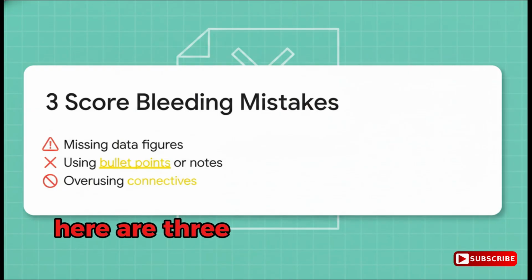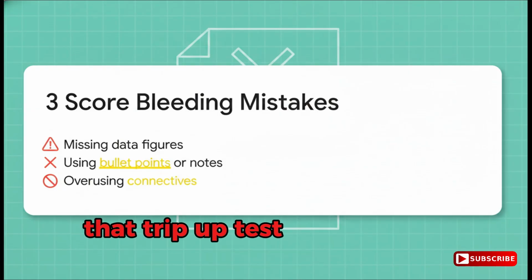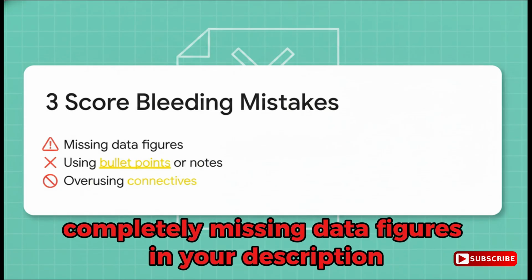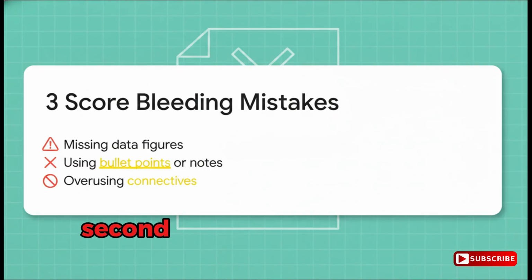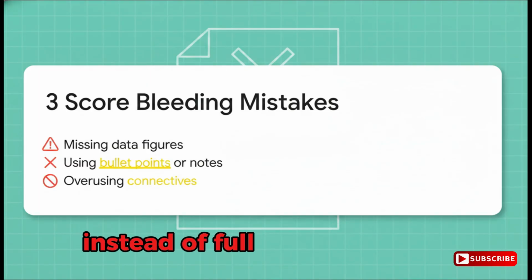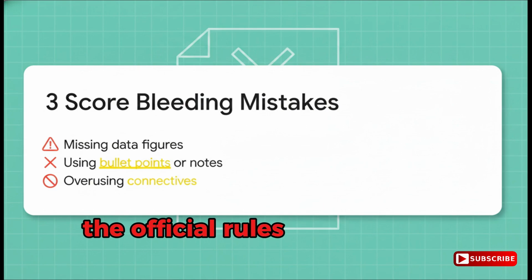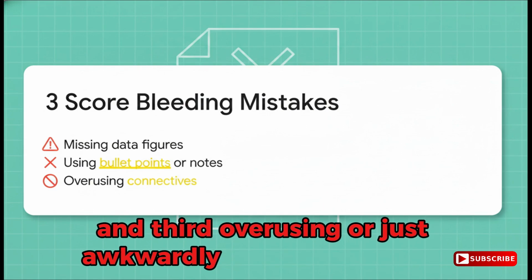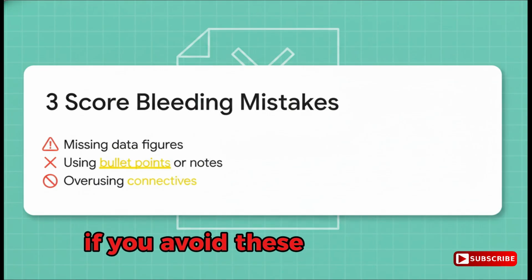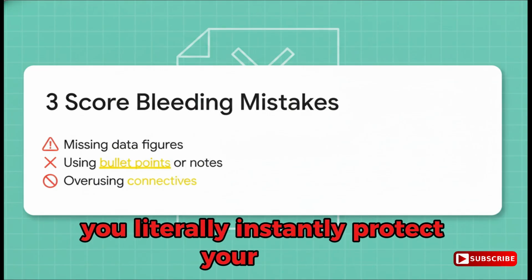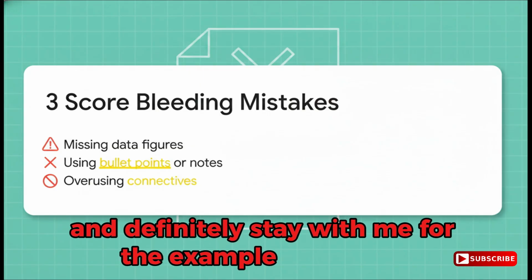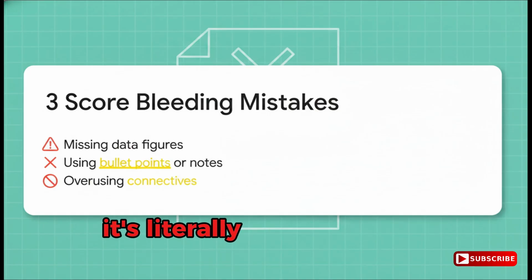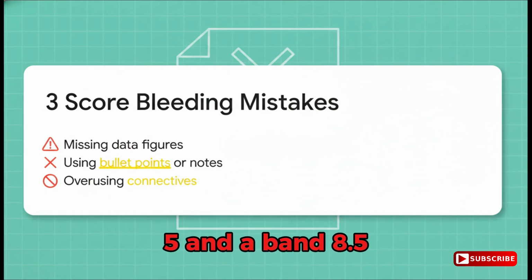So, what are these traps? Well, here are 3 incredibly common mistakes that trip up test takers every single day. First, completely missing data figures in your description. Huge no-no. Second, using bullet points or note form instead of full connected text. The official rules will actually penalize you for that. And third, overusing or just awkwardly using connectives. If you avoid these 3 traps, you literally instantly protect your score. Oh, and definitely stay with me for the example at the end. Avoiding these exact traps is worth up to 6 marks. It's literally the difference between a Band 5 and a Band 8.5.